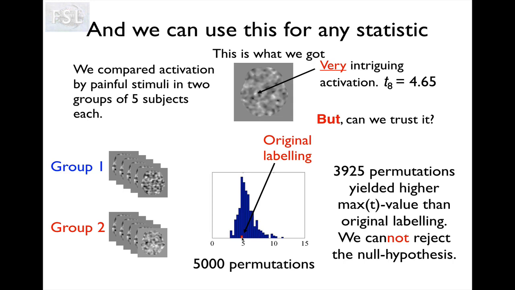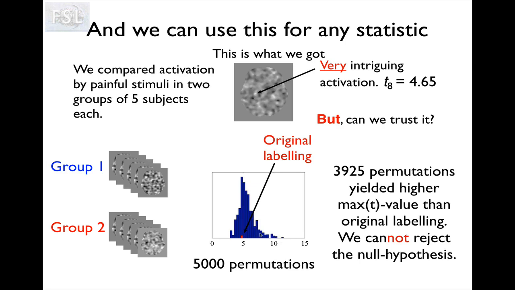special at all. If indeed the null hypothesis was true, we would expect to find the original labeling somewhere in the middle of this distribution, and that's exactly what we do. It was actually almost 4,000 permutations that yielded a higher maximum t-value than the original labeling, so we can't reject the null hypothesis in this case. Whereas, obviously, if the original labeling had been over here somewhere, we would have been able to reject the null hypothesis.